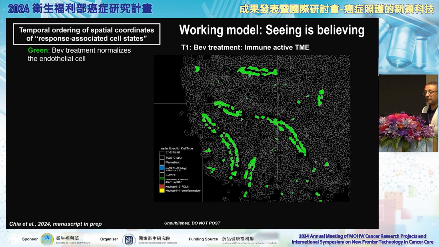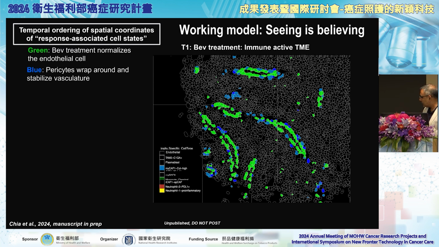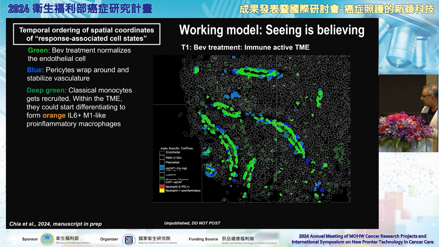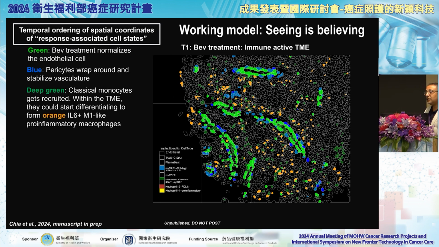What happens with 1 week of bevacizumab treatment, you see this remarkable reorganization, normalization of the endothelial cells, and associated with these normalized endothelial cells, you see these blue cells coming together with them. These turn out to be these RGS5 pericytes, which are known to wrap around blood vessels to stabilize them and plug any leaky vessels. And then you find these deep green classical monocytes coming in, which then intravasate into the tumor, and we think are then reprogrammed into these IL-6 positive macrophages.